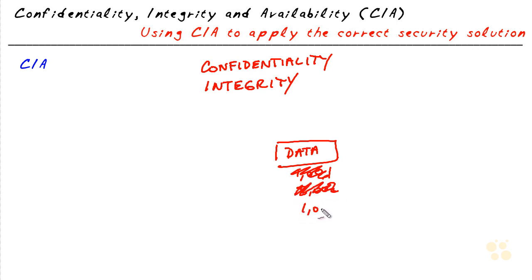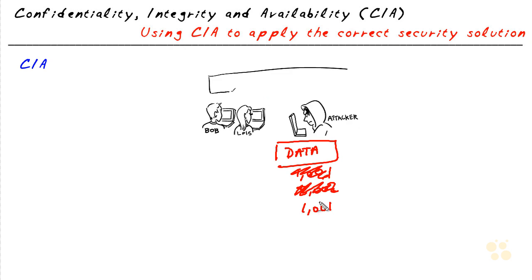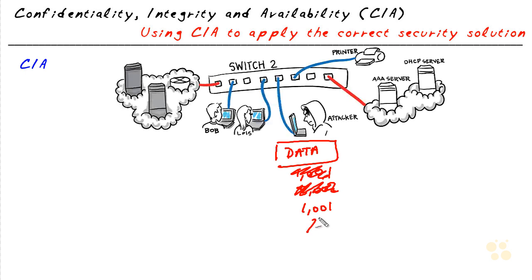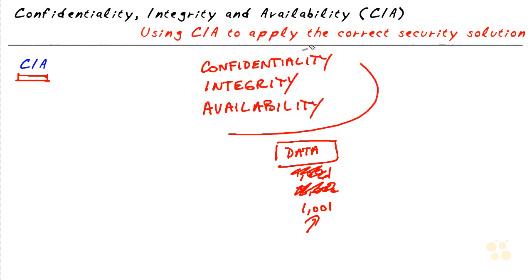Let's say that data is 1001. The other thing we want to do with this data is make sure that the people who need to see it, the authorized individuals, can get to that data. And that's all about availability. Because even if we have confidentiality and integrity, if we have a denial of service attack or the authorized user isn't able to get to the data when they need it, that's a problem as far as the business is concerned. Our security objectives are surrounding these three, and C.I.A. is a great way to remember those three terms.